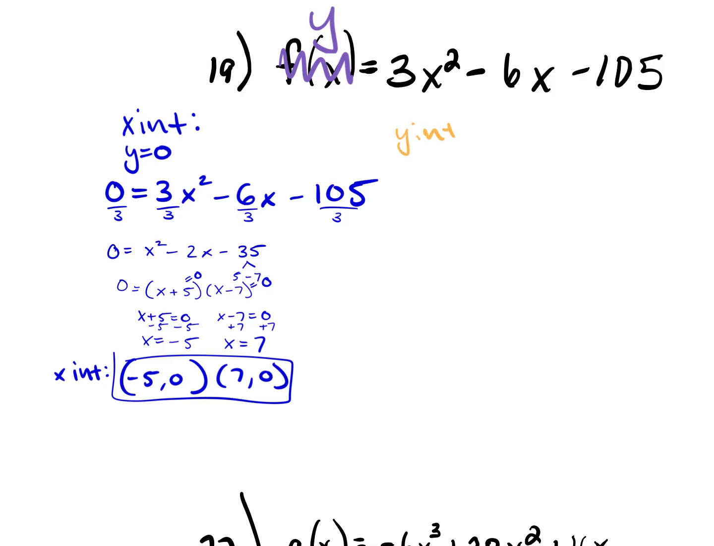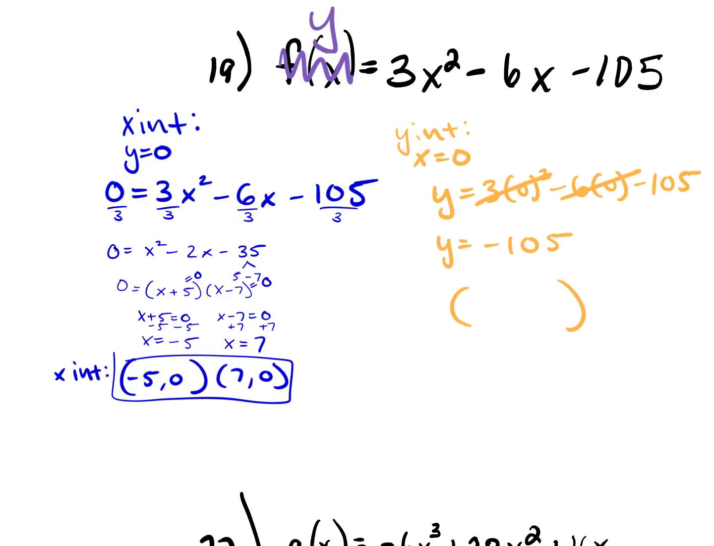Let's find the y-intercept now. What do we do to find the y-intercept? Plug in 0 for x, so it's the opposite. So we have y equals 3 times 0 squared minus 6 times 0 minus 105. So y equals 3 times 0 squared would just be 0. 6 times 0 is still just 0. So what does y equal? Negative 105. How would I write that as a point? 0, negative 105. The y-intercept goes in the y spot.